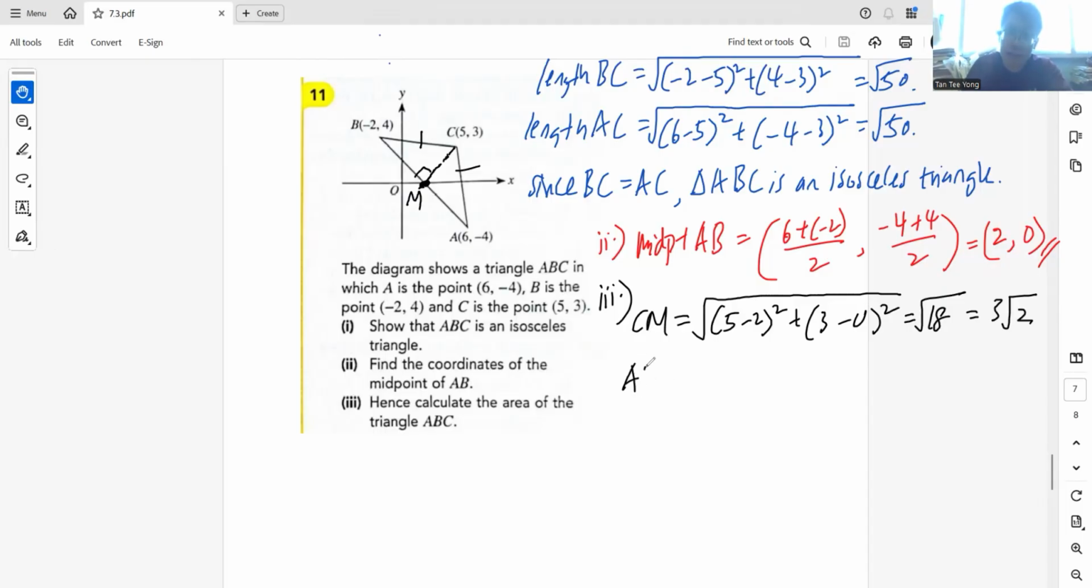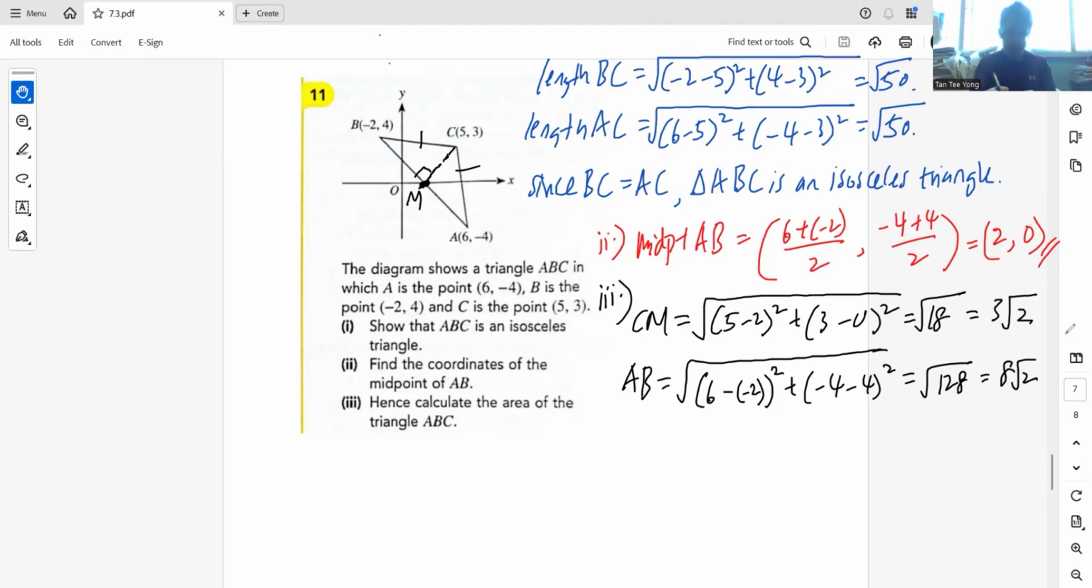And then we need to find AB. Same thing, the length of AB is the square root of (6 minus -2) squared plus (-4 minus 4) squared. Let me double confirm. This is equal to square root 128, and then this is 8 root 2. Let me just key in a quick one. Yes, 8 root 2.